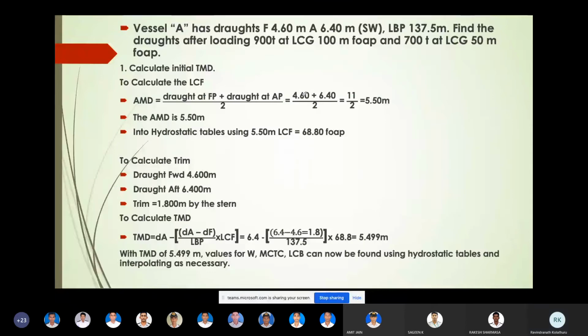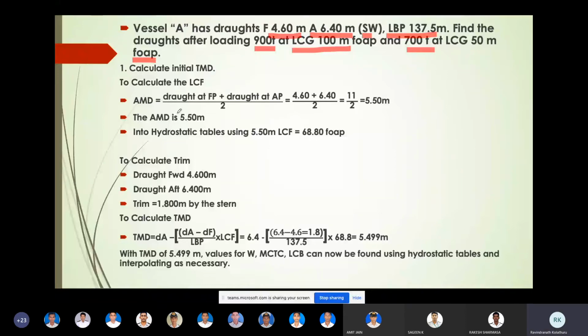Now you see, vessel A has draft forward 4.60 and aft 6.40 in salt water, and LBP is given to us. Find the drafts after loading 900 tons at LCG 100 meters and 700 tons at LCG 50 meters FOAP. Now if you see, the problem is hardly anything. It is just a 2-line problem.